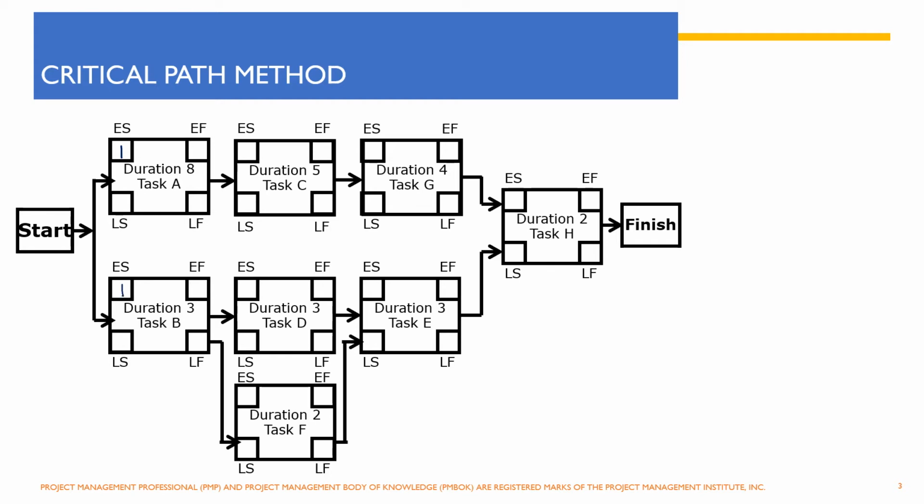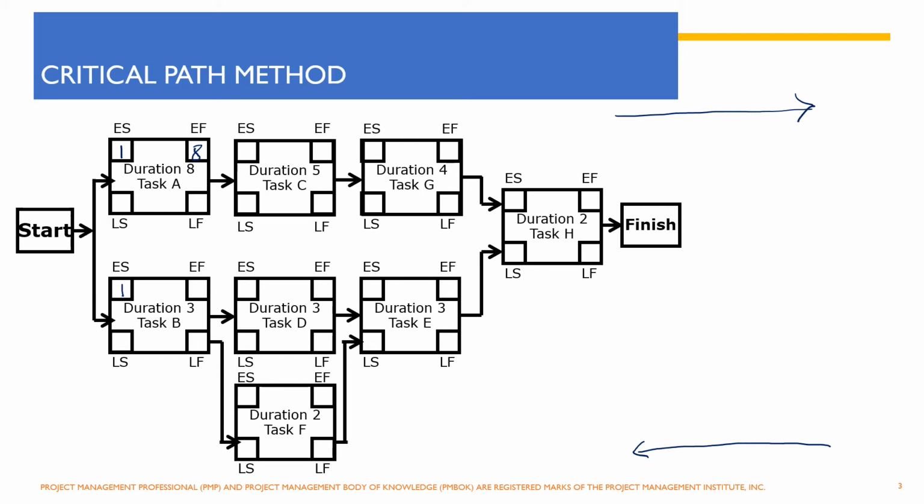Now we'll first do the forward pass calculation. That means we'll start with the start date and we'll go towards the finish date, and then we will do the backward pass calculation. That means we'll start with the finish date and we'll go towards the start date. So activity A and activity B start on 1st of Jan, and since activity A requires 8 days to finish, the earlier finish date would be 8.